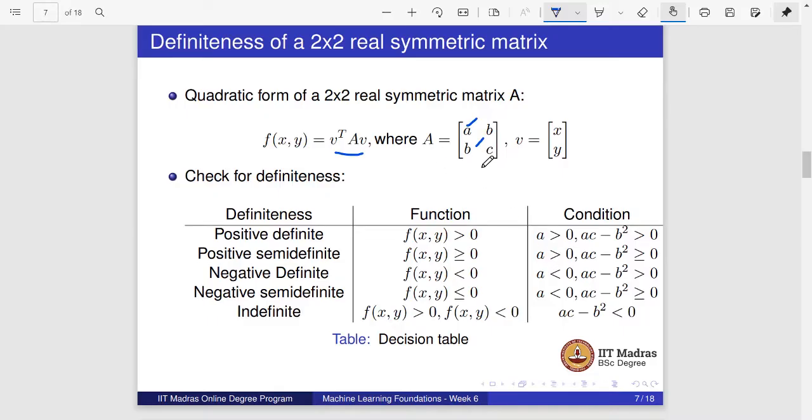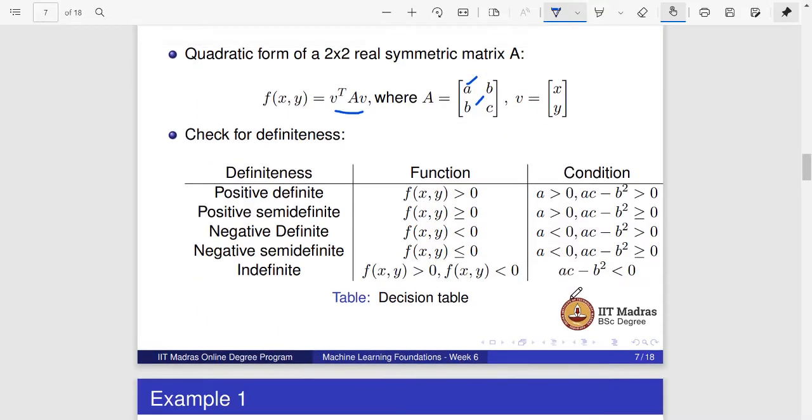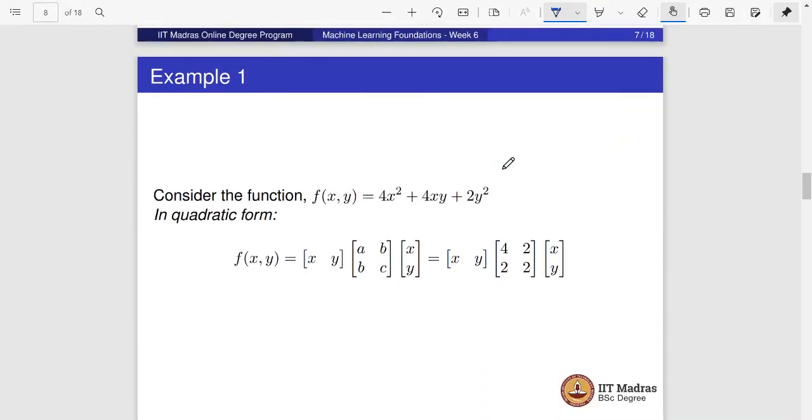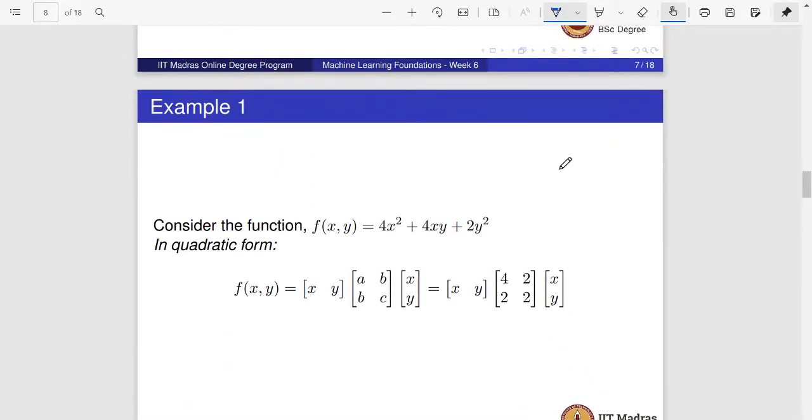the matrix is positive semi-definite. And if A is less than 0 and AC minus B squared is greater than 0, we say the matrix is negative definite, and so on. If AC minus B squared is less than 0, which is the determinant of this matrix, then we say the matrix is indefinite. We are going to see some examples. So this is the quadratic function, and it can also be represented in this matrix form.